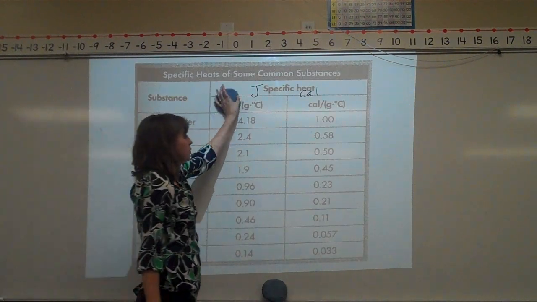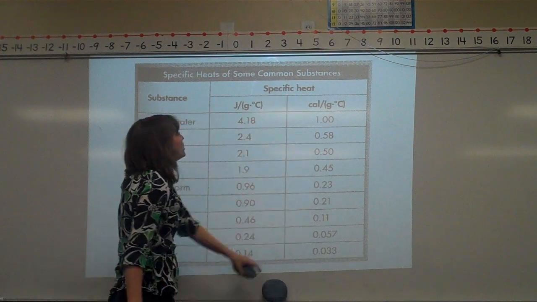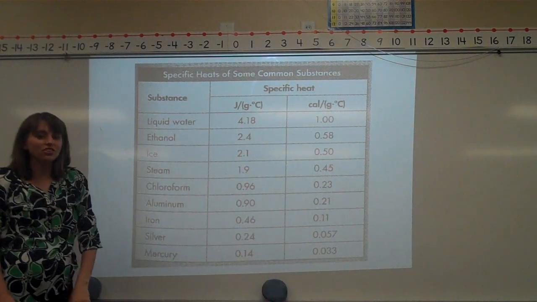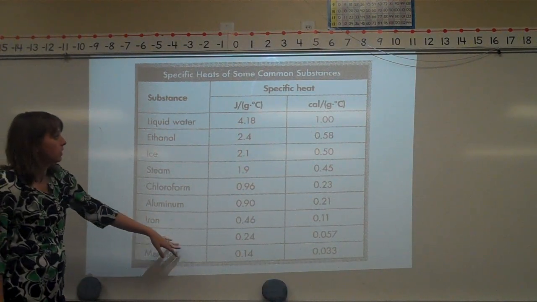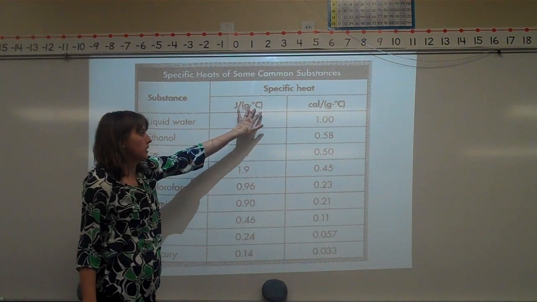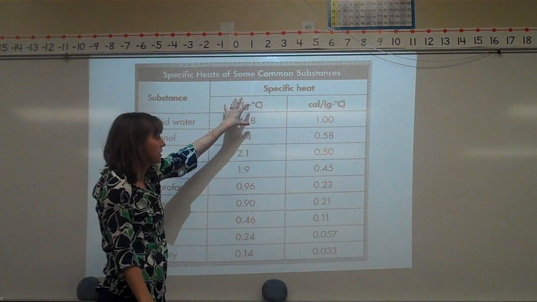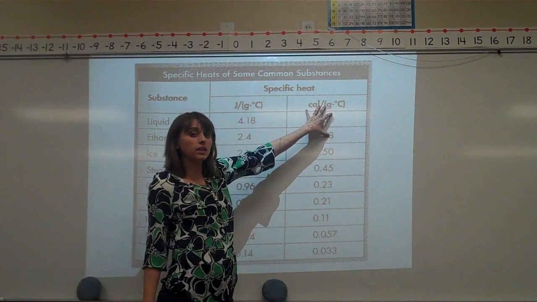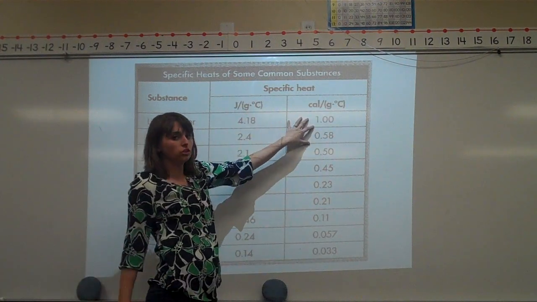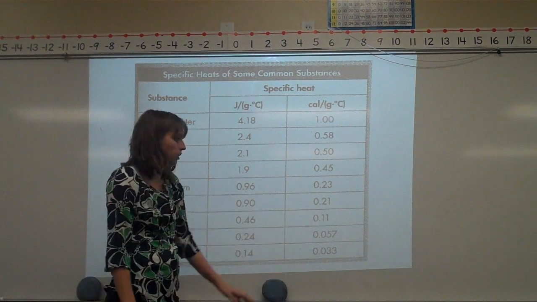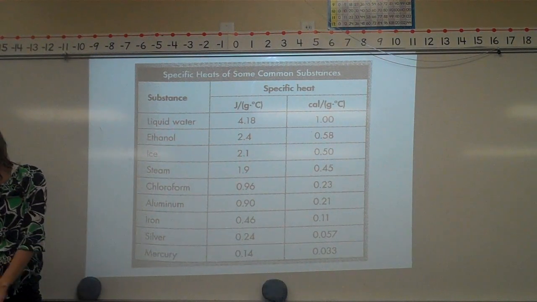Here is the specific heat chart that we're going to be using back and forth. This one is in joules per gram per Celsius, and this one is in calories per gram per Celsius. It doesn't depend on what unit you're talking about. They're the same thing because joules and calories are just converted to different things. They've already done that for you depending on the unit you want to use.